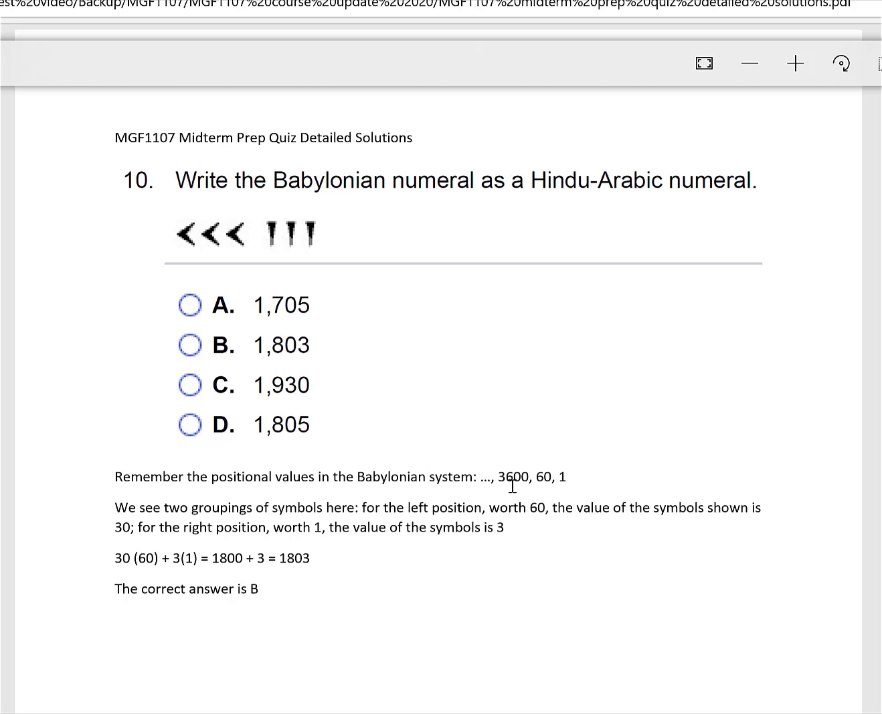And we know that the positional values in the Babylonian system are 3600, 60, and 1. So I've got 60s here, and I've got 1s here. So I've got 10, and so I've got 3. The value here is worth 60, and the value of the symbol shown there is 3 times 10, or 30, so 30 times 60 for this portion here, plus 3, so I've got 1803, which is answer B.